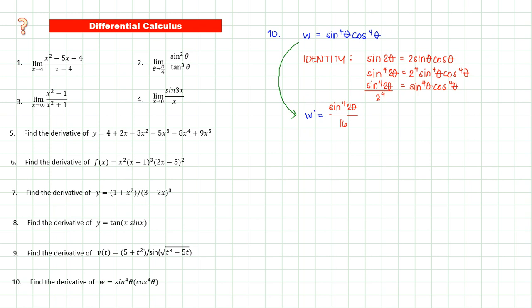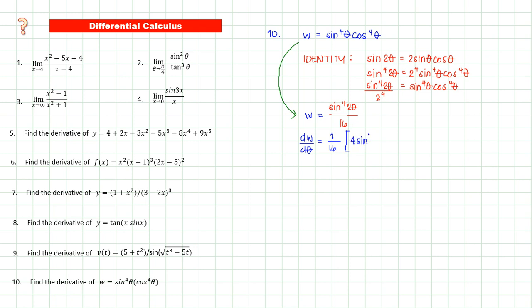na equation, di ba? So, pagkunin natin yung ating dW over d theta, napakasimple lang, parang power formula lang yan, no? So, unang gagawin natin is that, bababa natin yung 4, right? So, ito, i-1 yung over 16 muna natin, ha? 1 over 16, tapos, yes. Tapos, yung sine to the 4th, ibababa natin yung 4, right?